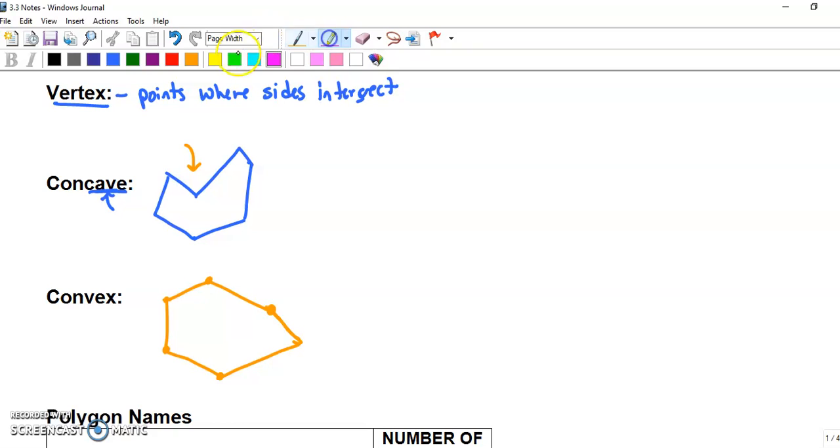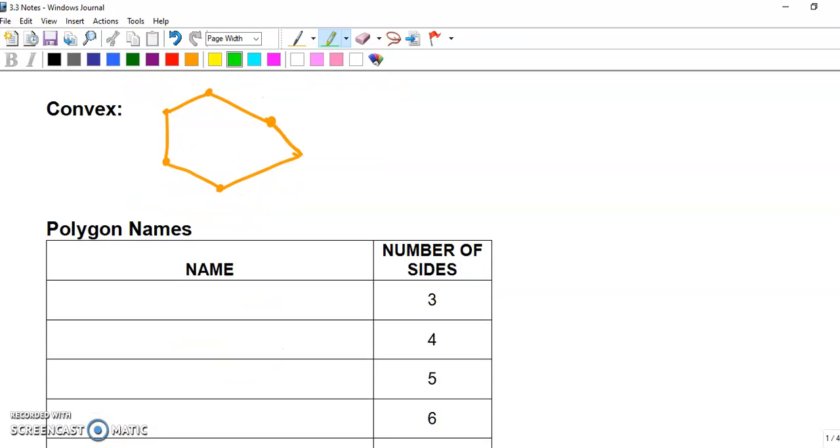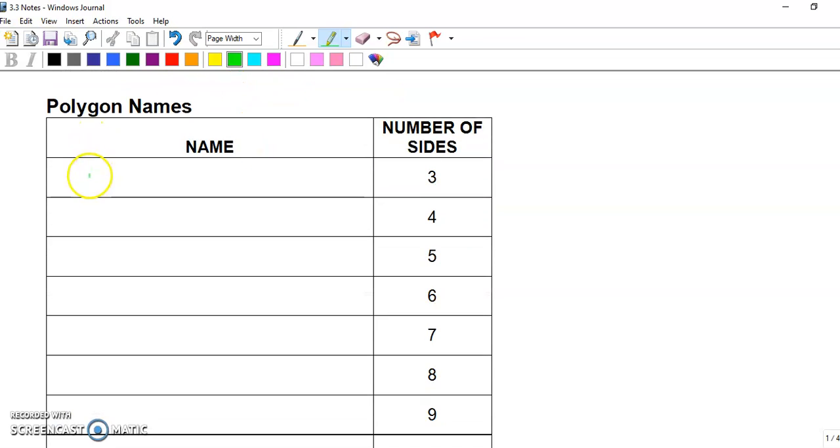The official way that you can test for that is if you extend any one line and it cuts through the polygon, it's concave. If I highlight any of these and extend them, it doesn't cut through the polygon. And it could do that with any one of them, and it doesn't. So it's convex.